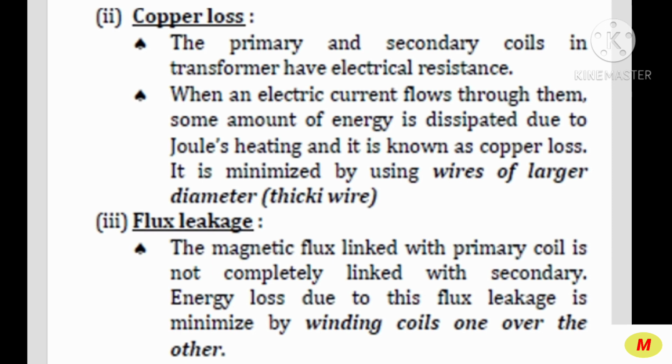Next one is about flux leakage. The magnetic flux linked with the primary coil is not completely linked with the secondary. Energy loss due to this flux leakage is minimized by winding coils one over the other.